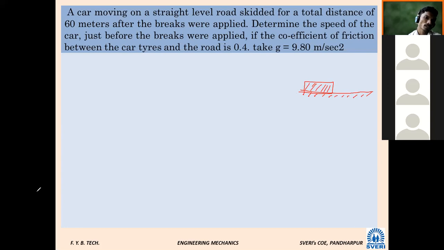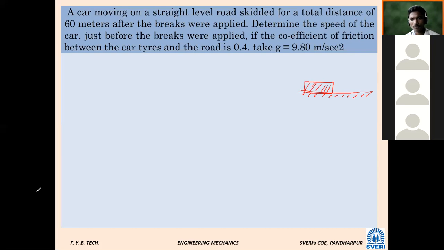The car is moving on a straight level road. Skidded. Skidded means what? Why was that car skidded? Because of suddenly applying the brakes. Yes, because brakes were applied. That's why the car skidded.